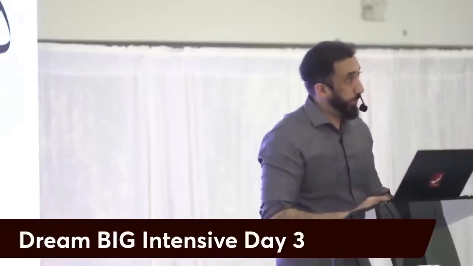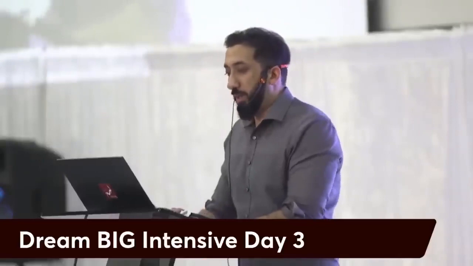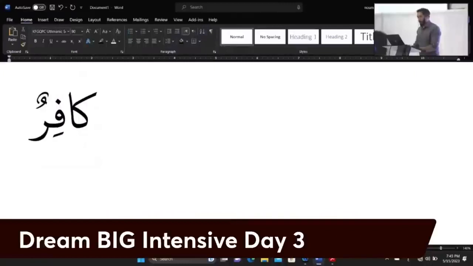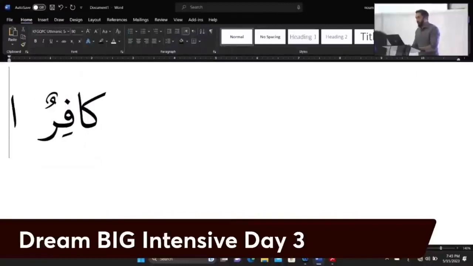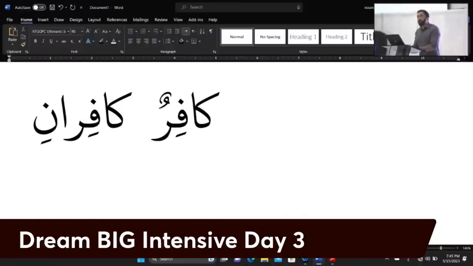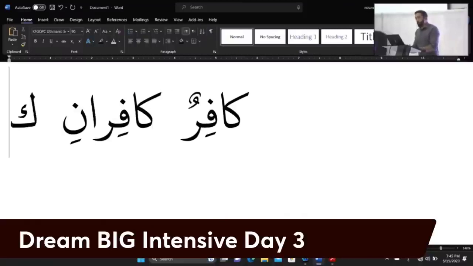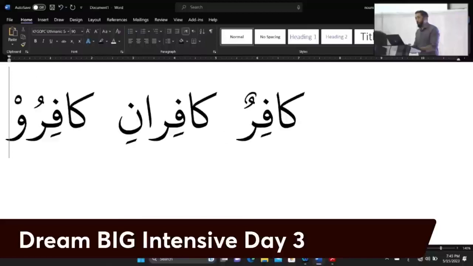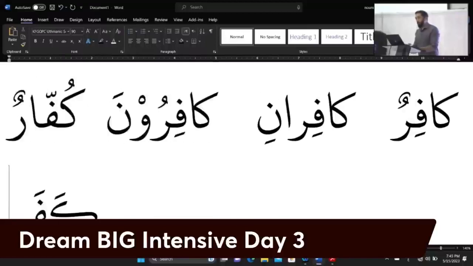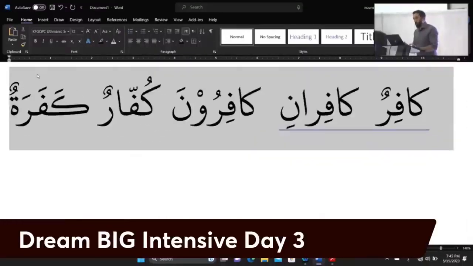I'll give you another really interesting example of this. The word is kafir. Kafir means disbeliever. Yes, also means farmer, by the way. Kafirani, what's that? 2 disbelievers. Plural. Qul ya ayyuhal, also kuffarun, also kafaratun. All of these are plurals.